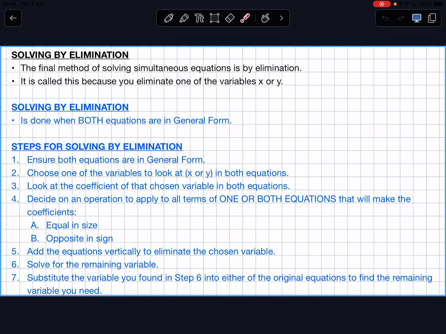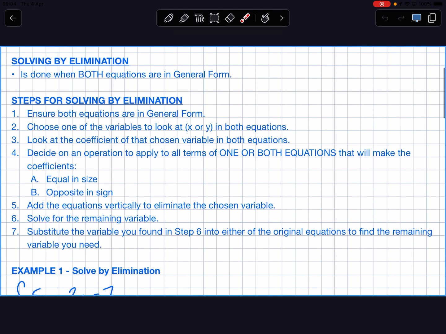It's called this because you eliminate one of the variables, x or y. You do this when both equations are in general form. If you remember back to solving by substitution, you used it when one of your equations was written with x or y as the subject. Here, both equations will be in this form: ax plus by equals c. If both of your equations look like this, you automatically go to solve by elimination.